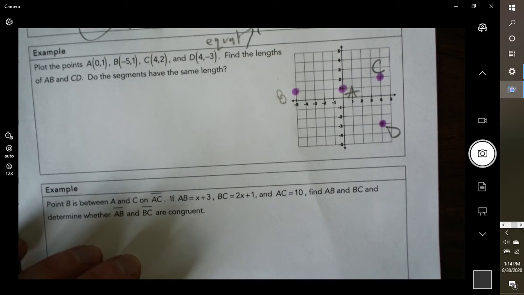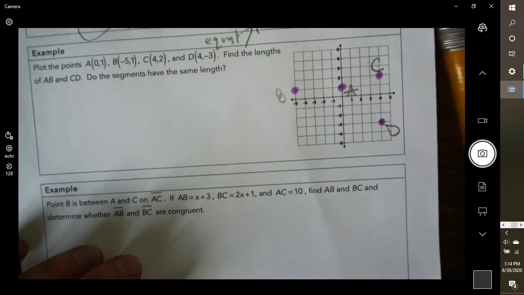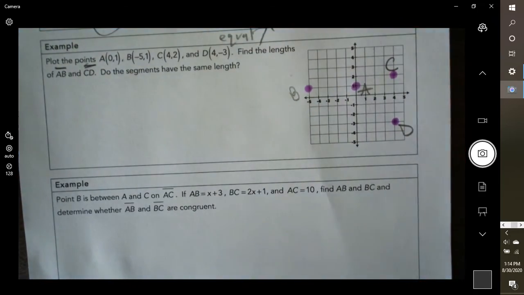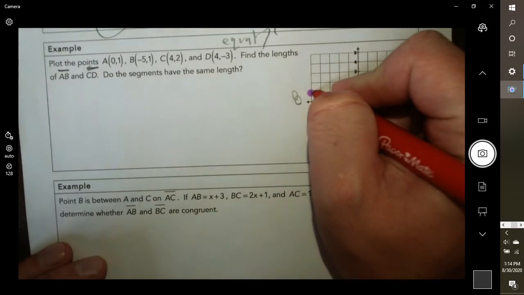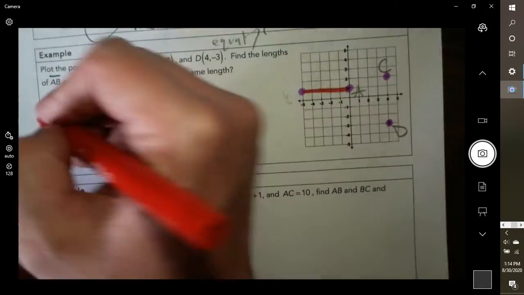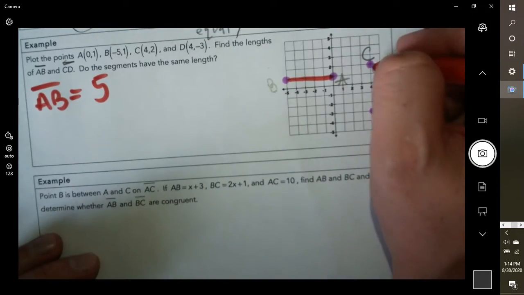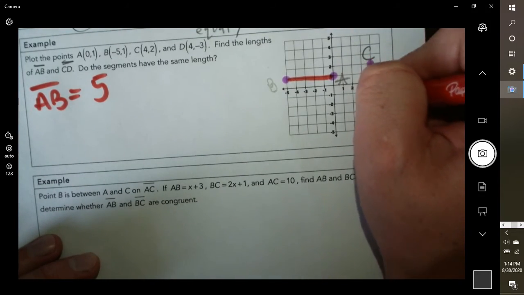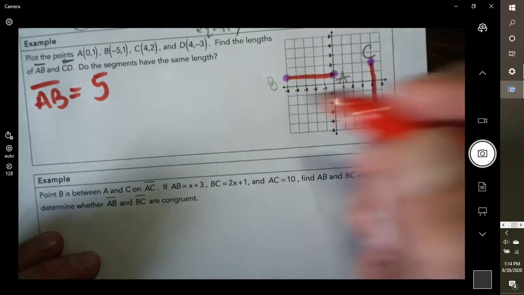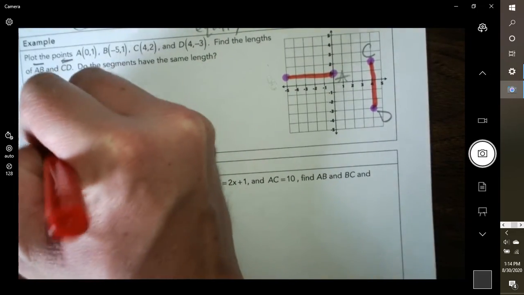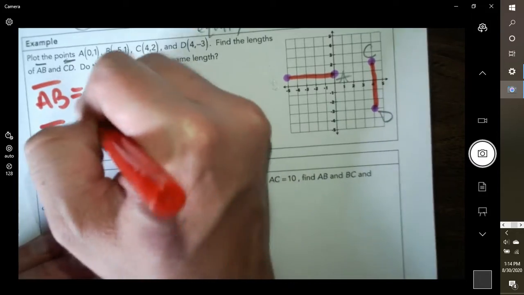All right. Find the lengths of line segment AB and CD. These probably should have the little segment on top, to be a little more precise. Anyhow, do the segments have the same length? So we're really just measuring the units here, from negative 5 to 0. Line segment AB equals 5. And from 2 to negative 3 is also 5. So line segment CD is also 5.